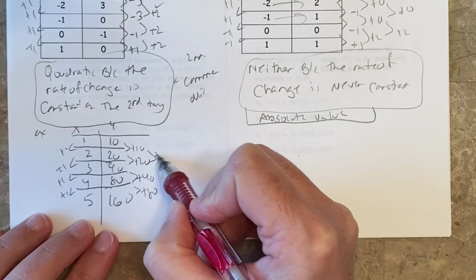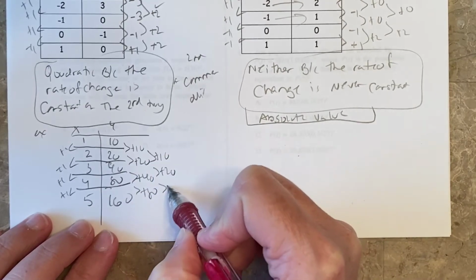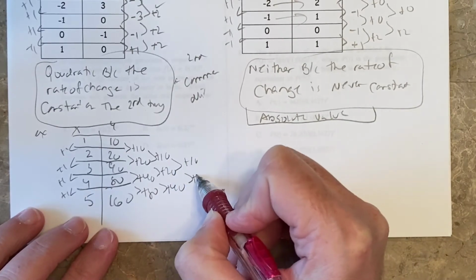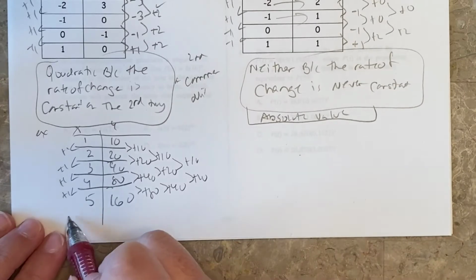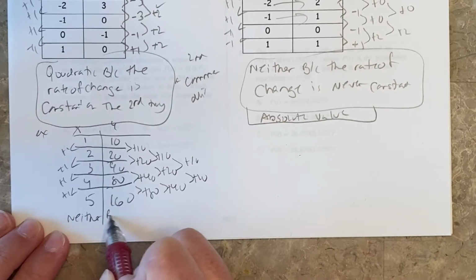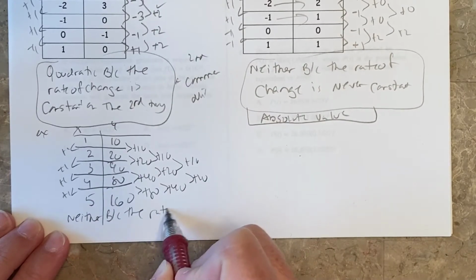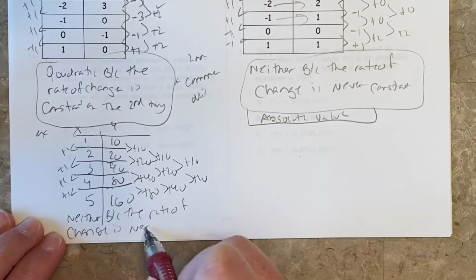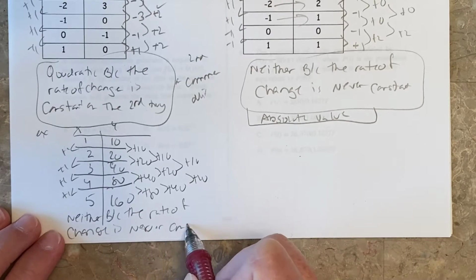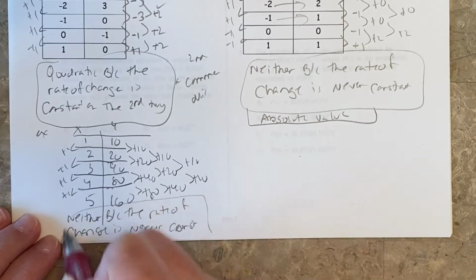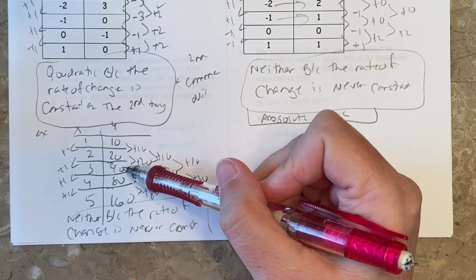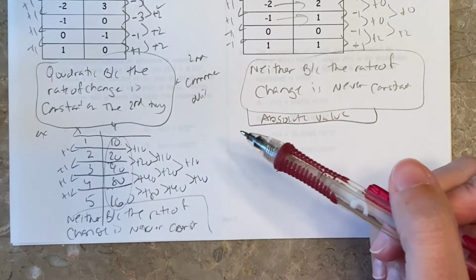So linear is no good. +10, +20, +40. Those are not constant. Quadratic's no good. Then +10, +20, no good. All right, so this is going to be a neither. So neither because the rate of change is never constant. Okay, so if you notice 10, 20, 40, 80, 160, what's happening to those y values?